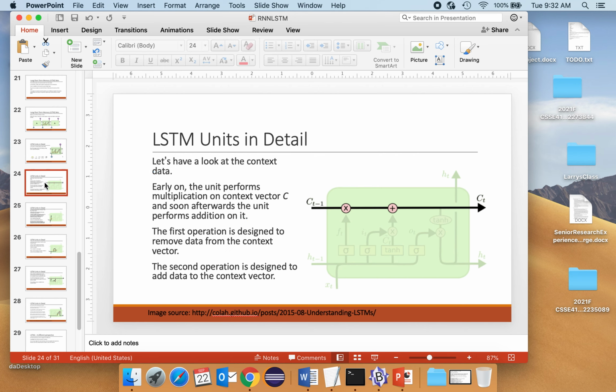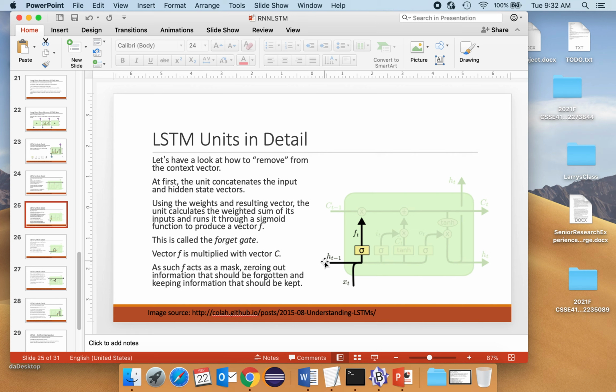So let's have a look at it. We are really interested in the context. The context at time t minus 1, from the prior unit, from the prior time step, is put onto this line. We remove things from the context over here, and over here we add things to the context vector. So how do we do that?